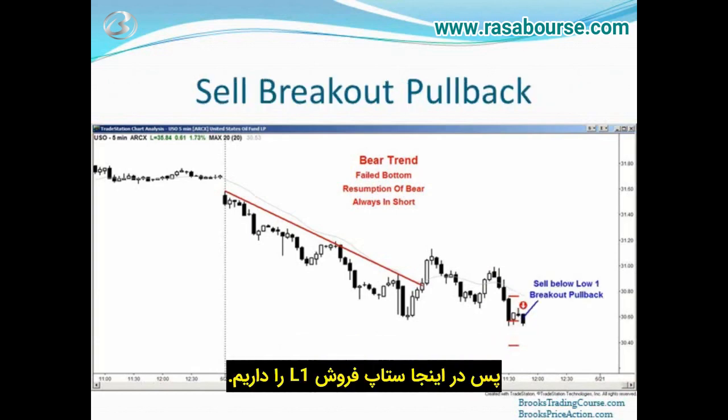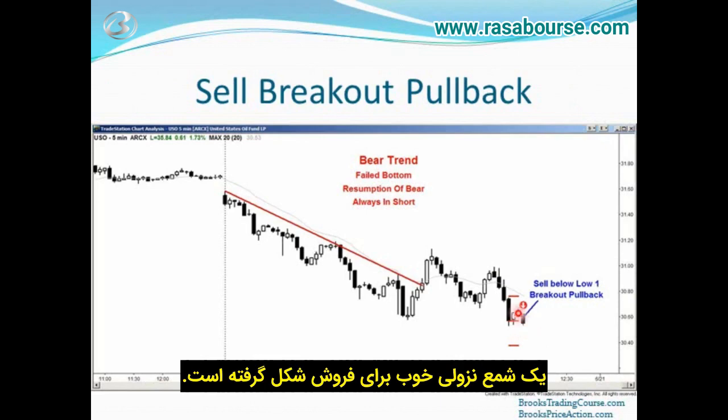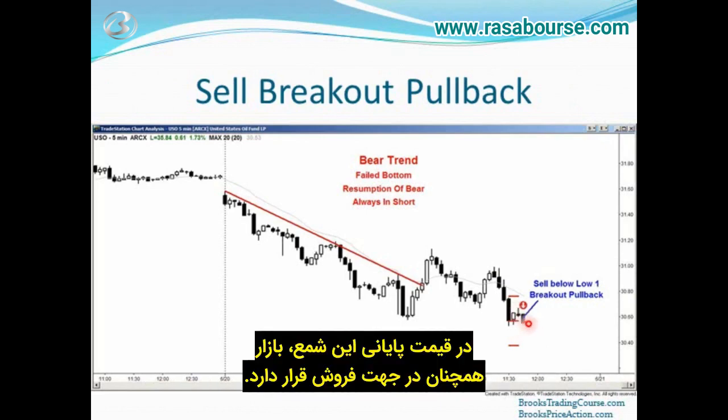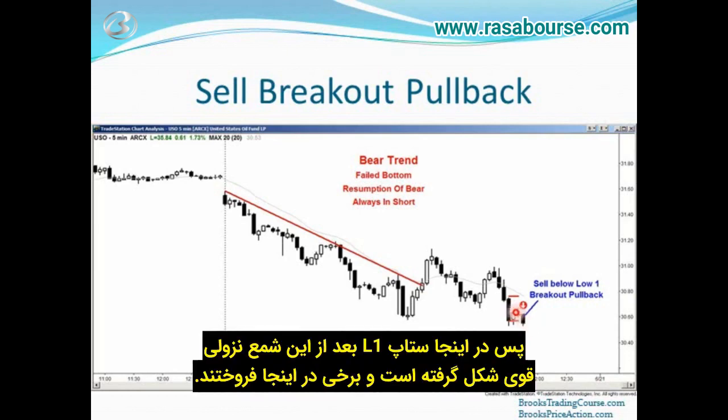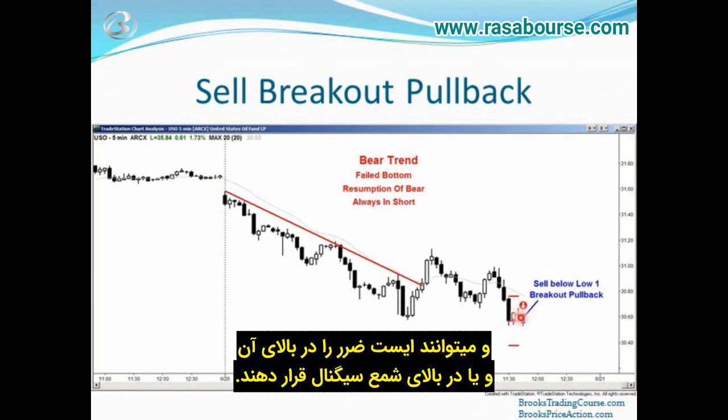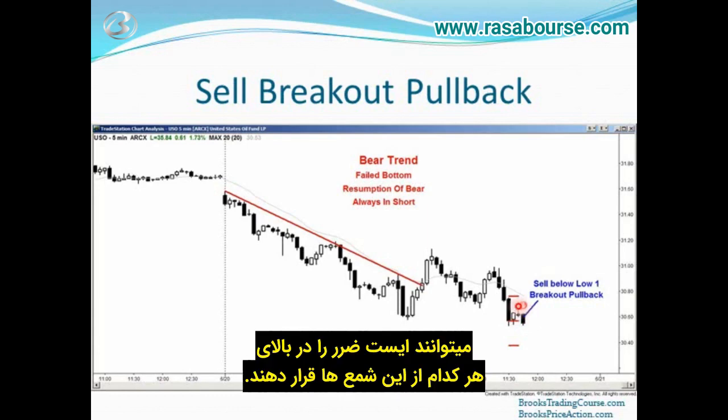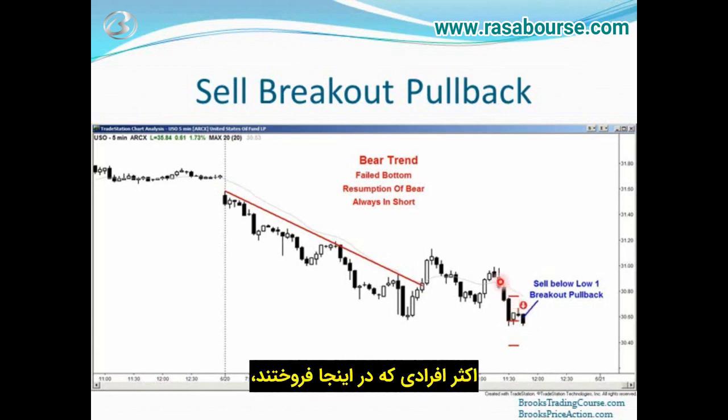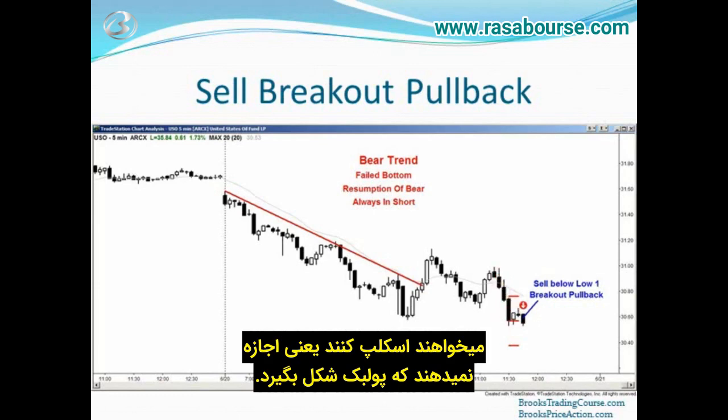Here's the low one short, the breakout pullback short. Decent entry bar for the bears, and you're still on the short from this close. The bears who shorted this low one after this strong bear bar, they might put their stops above its high. They might put their stops above the signal bar high. They may have stops above any of these bear bars. Most bears who took this short, if they took it as a scalp, they're not going to allow pullbacks.